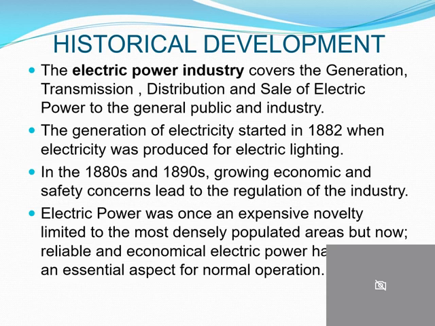And then we also talk about the sale of electric power, where ESCOM typically sells some of that power to the municipalities, and the municipalities sell it to us, or sometimes ESCOM is selling it directly to us as consumers. The generation of electricity, as was said, started around 1882 when electricity was produced for lighting, and then street lights were the next thing that was done.